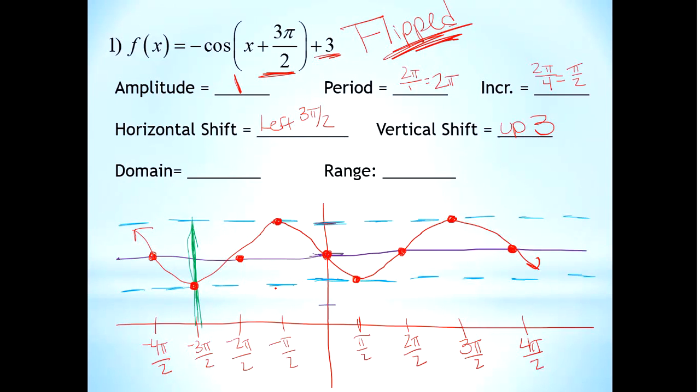So this is our flipped cosine function that has been shifted 3 pi over 2 to the left, and then it went up 3. So my domain, it's still negative infinity to infinity, because I do have all of them. But your range, guys, notice I am bouncing between 2, this would be 2, right, because this was 1 down here, between 2 and 4. So my range would be 2 to 4.